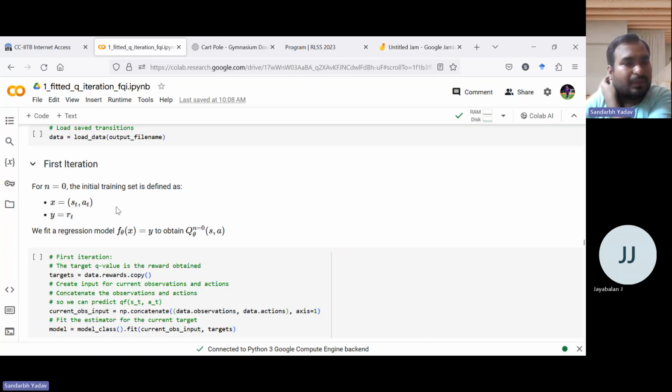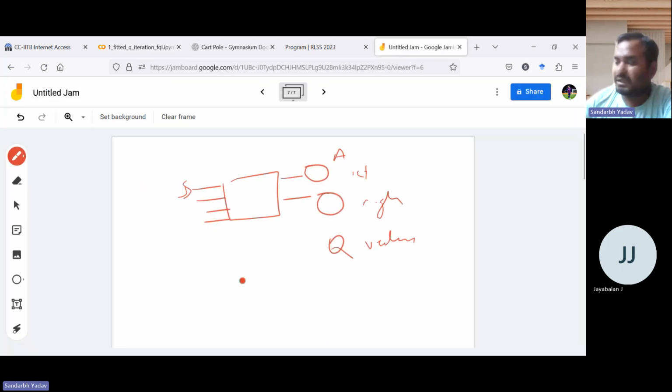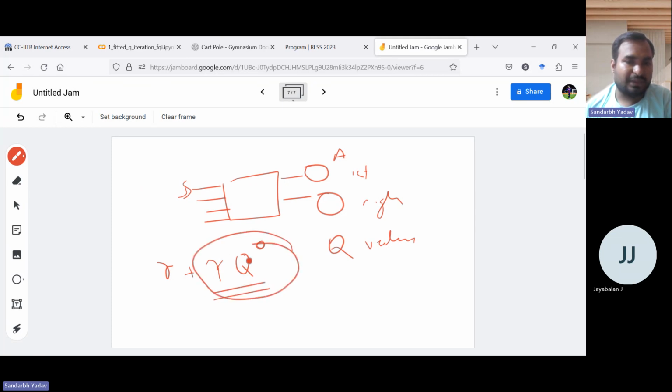Now at the initial step, you remember in fitted Q iteration, our targets used to be R plus gamma times Q. The issue is that initially we have initialized our Q to be all zeros, right? So this term won't appear in the first iteration, because all our Q values are zero. Our target in the first case will be only reward. But from the next iteration, we will start considering this Q also.